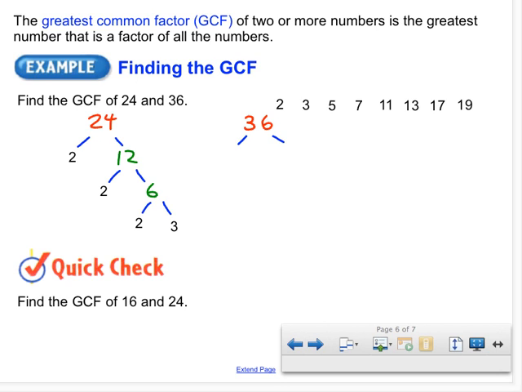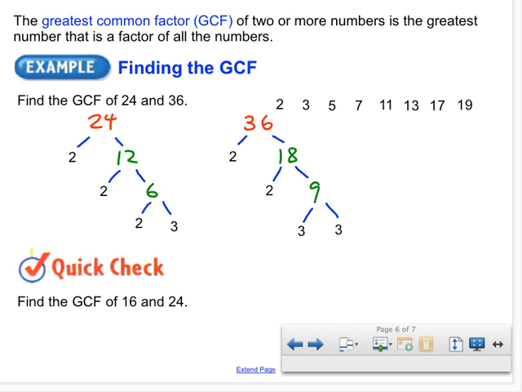Does 2 go into 36? Yes. How many times? 18, very good. And then moving right along, does 2 go into 18? It does. How many times? 9, very good. Moving right along, does 2 go into 9? No, so what number are we going to check next? 3. And how many times does 3 go into 9? 3 times. And notice primes are on the bottom branches. We're done, right? Now we're going to write it in expanded form.